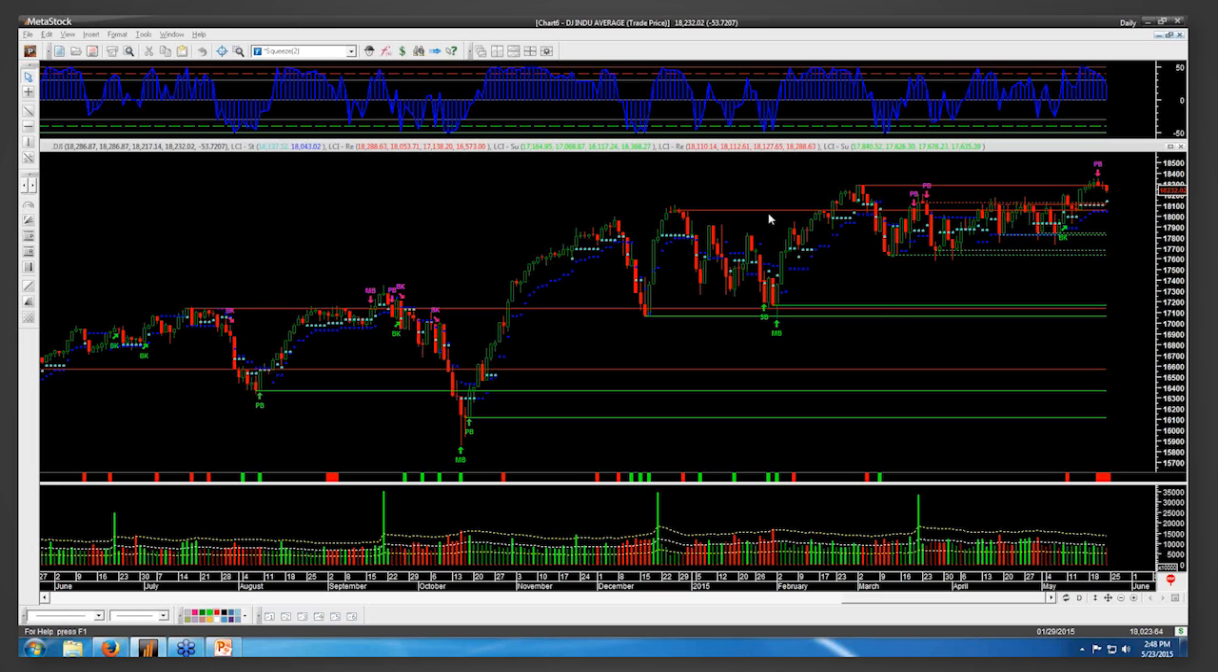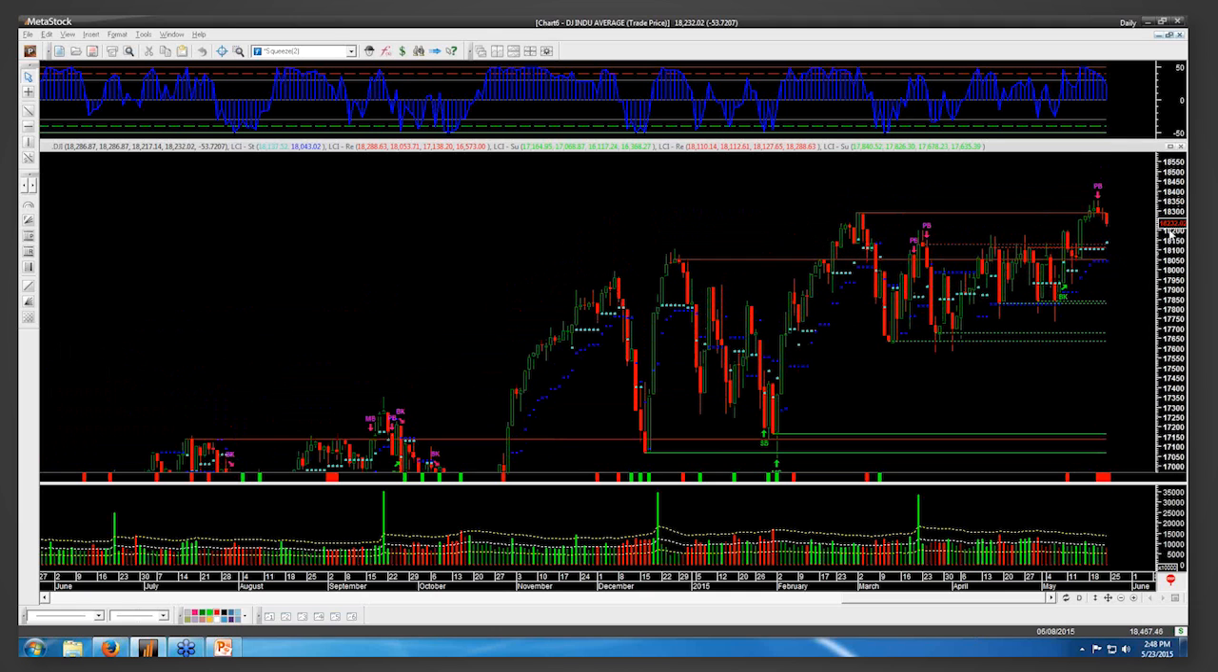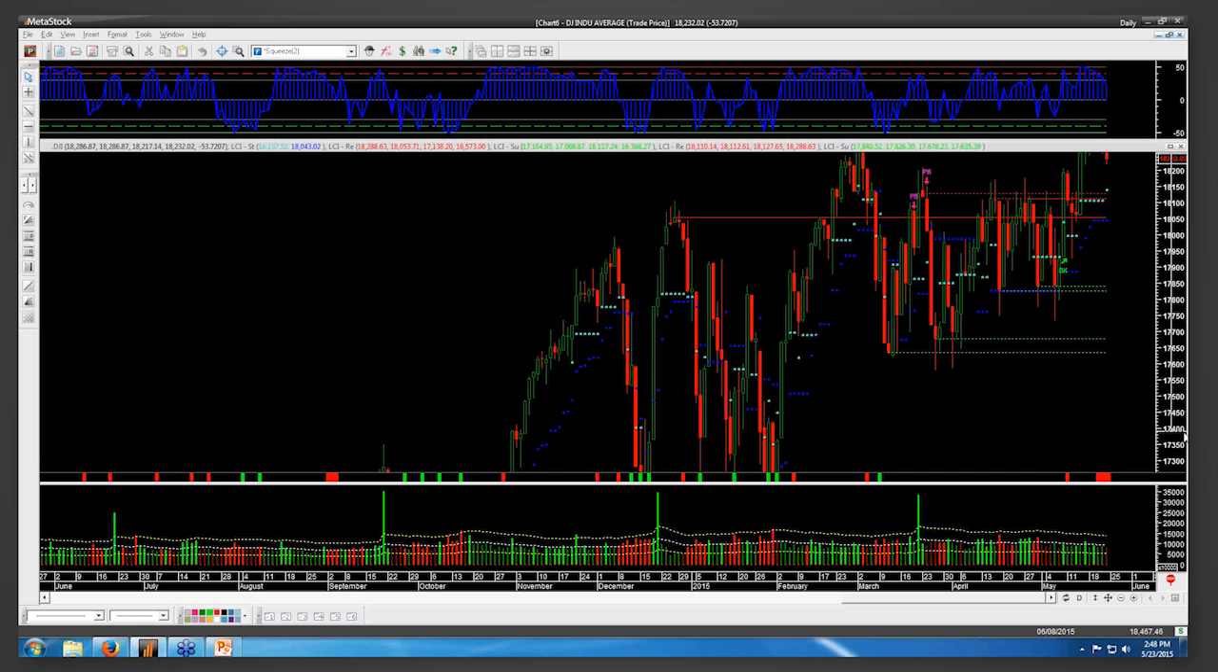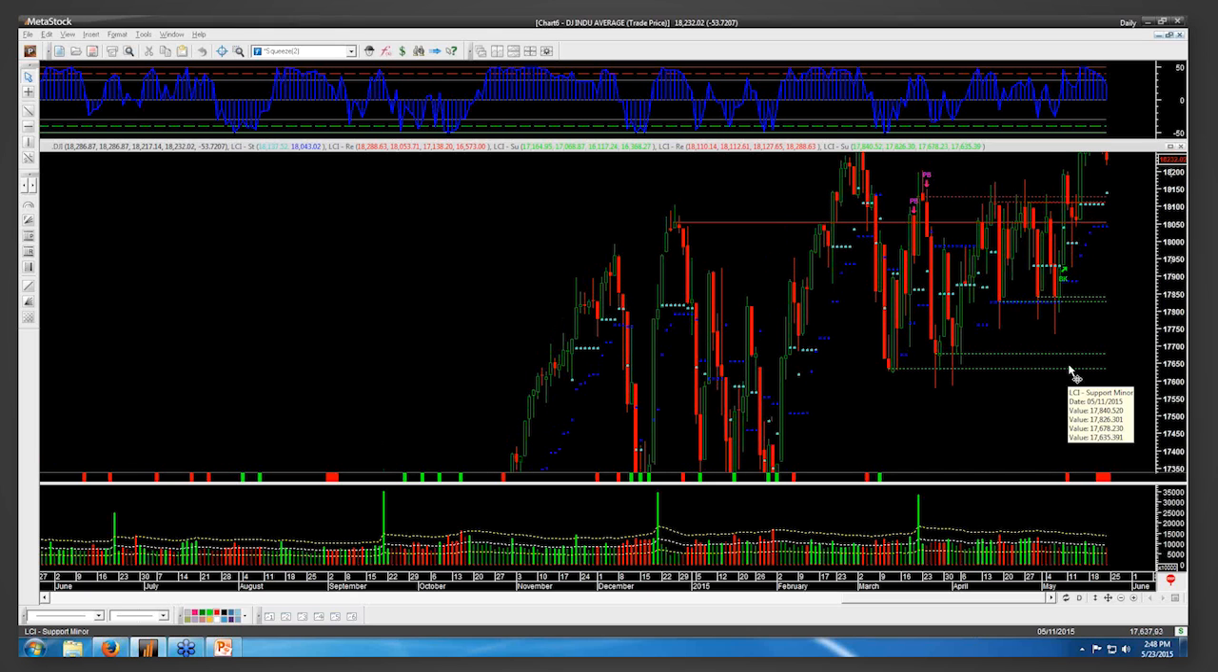The solid red, okay, the solid bright red is our resistance levels. Okay? So it's indicating where price is going to meet resistance. Our dotted lines, we can look at our more recent price movement. These dotted lines are our minor support and our minor resistance points.